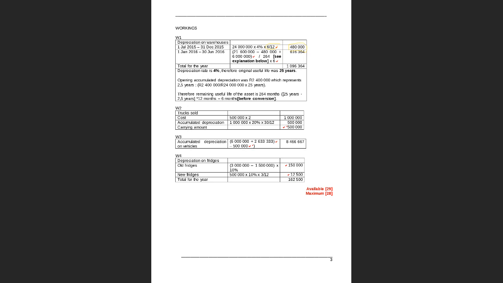This calculation is now the depreciation after the refurbishment. You will see here in the solution, they worked it out using months. You can either work it out using months or in years. So this 264 months actually represents 22 years. They give you a nice explanation here. They say before the refurbishment, we used the asset for 2.5 years, and then we used the asset for another 6 months in the current year. So therefore, there are now 22 years left.